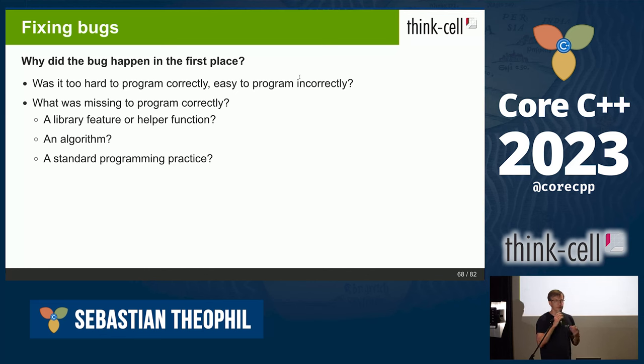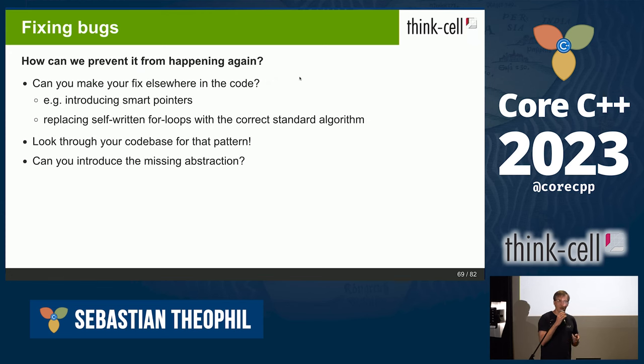And then, of course, again, taking a step back, ask yourself, why could that happen in the first place? There are a lot of talks here, as well as the conference, about writing APIs that are hard to use wrong and easy to use right, right? Did you also have a case where it was too hard to program correctly and too easy to make mistakes? Was there something missing? Did you miss a library feature, some helper, an algorithm that you should have implemented in some abstract way, some standard programming practice that you should establish maybe in your entire team or entire company? And can we fix that same problem elsewhere and thus prevent the bug from happening again and again and again?